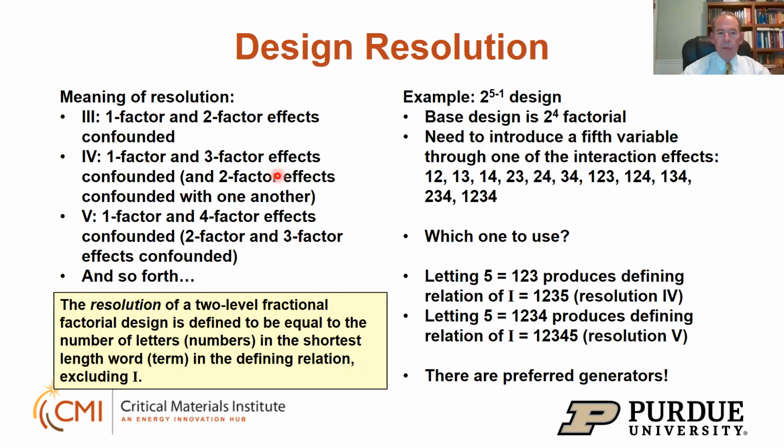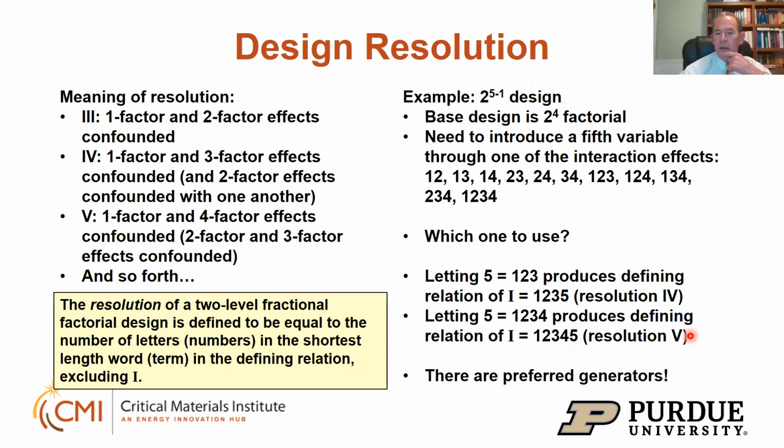That means that 1-factor and 3-factor interactions are going to be confounded with one another, and 2-factor interaction effects are going to be confounded with each other. So that's one option, but I could also introduce variable 5 through a 4-factor interaction, which would give me a resolution 5 design. And that basically means that the 2-factor and 3-factor interaction effects are going to be confounded with one another. So note here that the resolution means basically 1 plus 2 is 3, 1 plus 3 is 4, or 2 plus 2 is 4, 1 plus 4 is 5, 2 plus 3 is 5, and so forth.